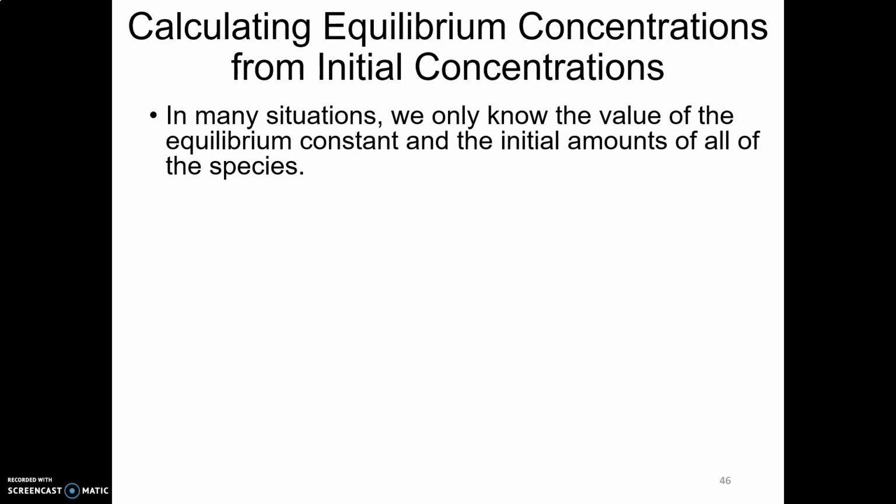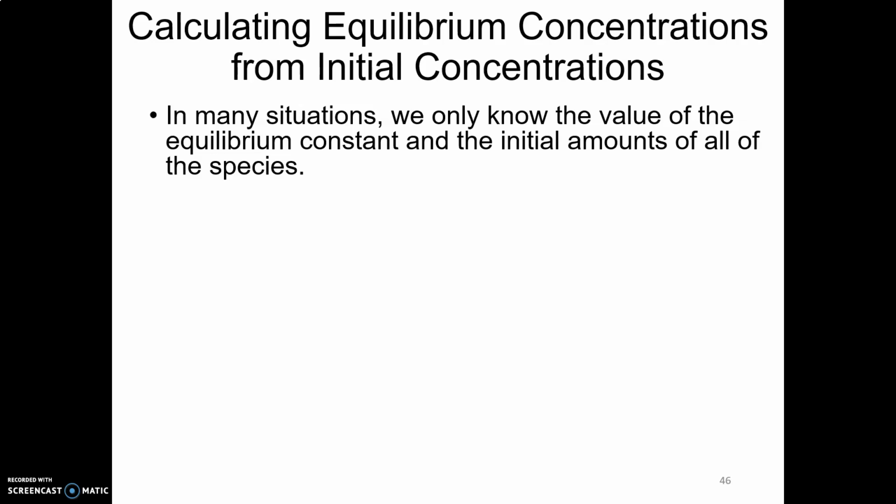The last thing we really talked about last lecture was comparing K to Q, where Q is essentially the exact same thing as K. It's just that K means we're at equilibrium and Q means we could be anywhere. So Q could equal K and mean we're at equilibrium, or Q could be greater than or less than K and mean we're not at equilibrium, and that helps us figure out which way we're going to move to get to equilibrium.